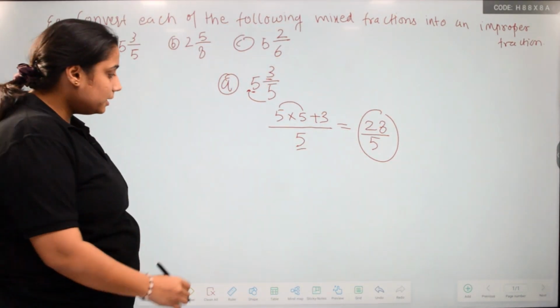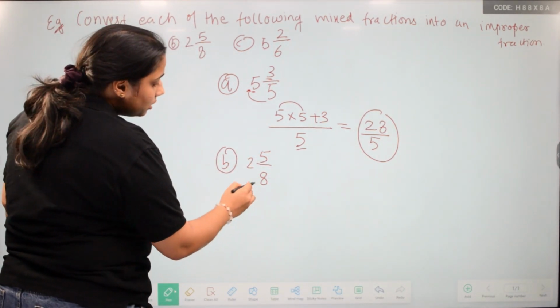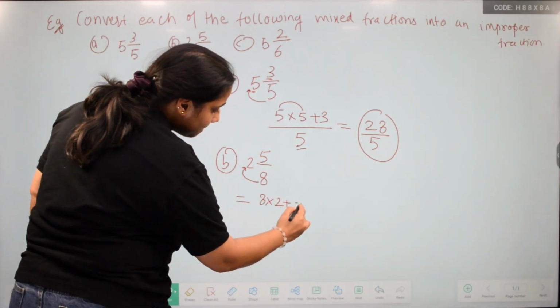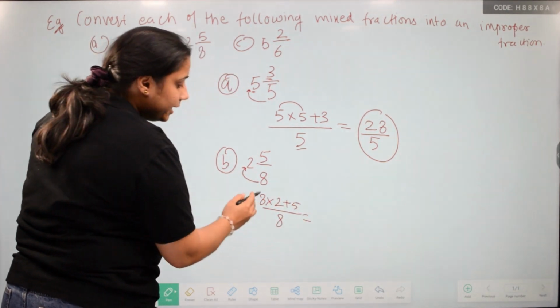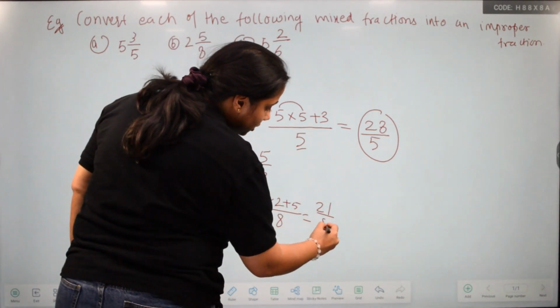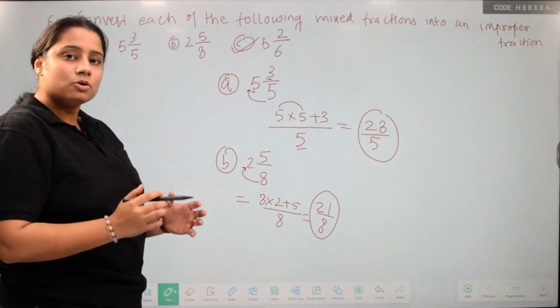Now let's see part B. It is 2 5 by 8. Now write the numerator as 8 into 2 plus 5. Denominator as same. 8 into 2 is 16. 16 plus 5 is 21. So the fraction becomes 21 by 8. In the similar way, you can do part C on your own.